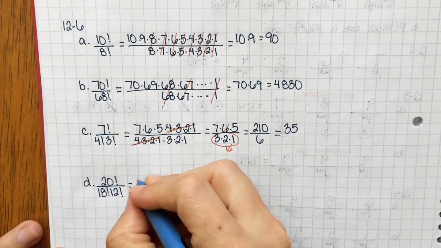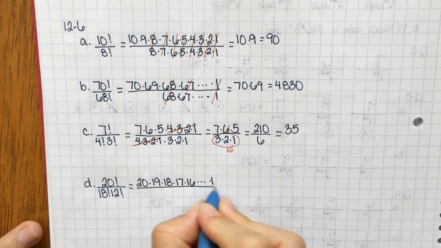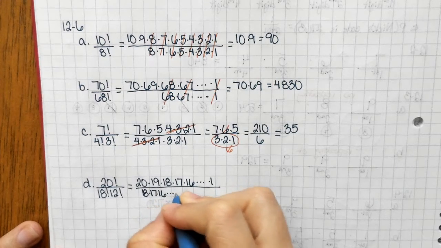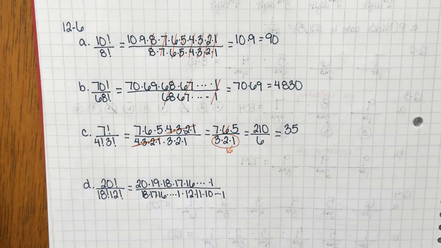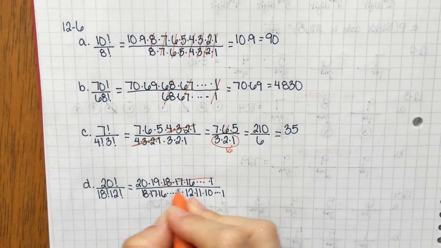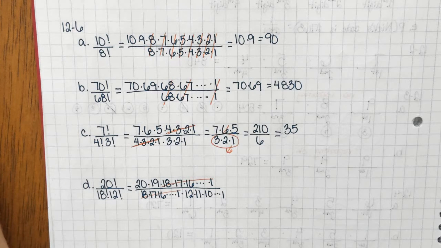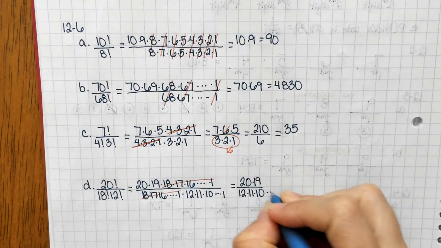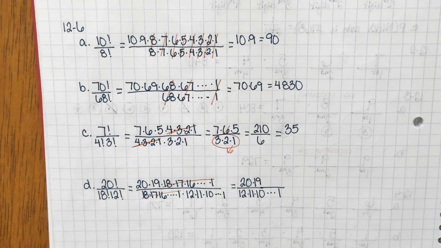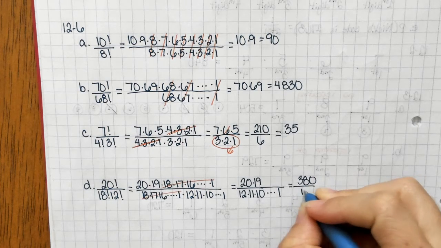So this one's a little bit longer. 20 factorial all the way down to 1, 18 all the way to 1, and then 12, 11, 10 all the way to 1 as well. So the 18 down to the 1 are going to cross out with that one. And so our numerator is 20 times 19. And our denominator would be 12 times 11 times 10 all the way to 1, which again we could simplify or multiply up front. So this is 380 divided by 12 factorial.